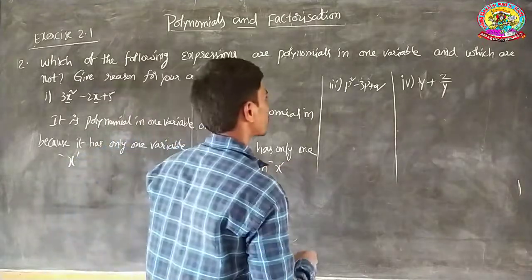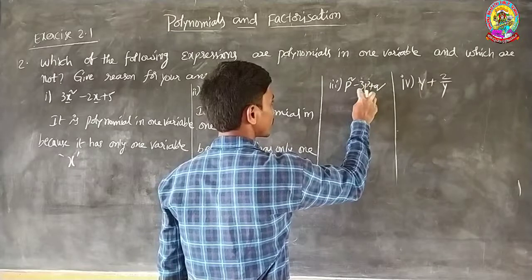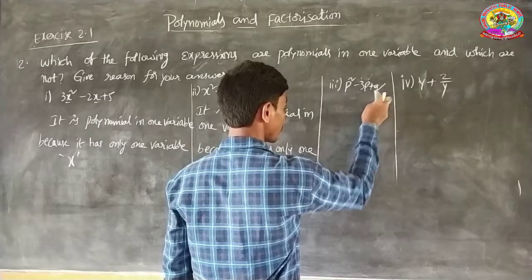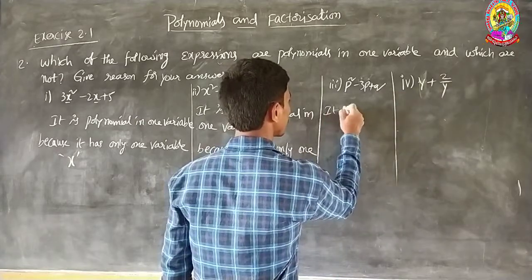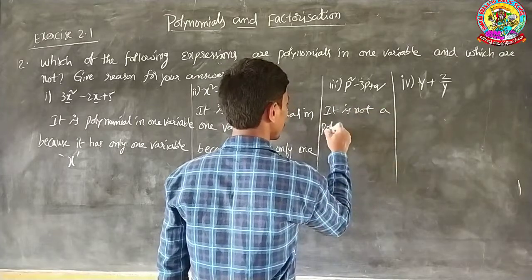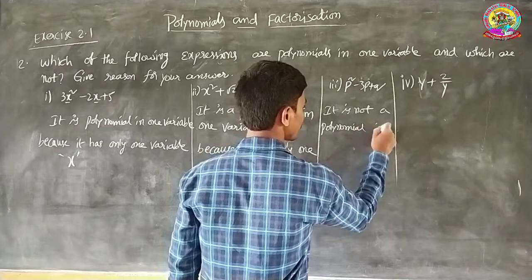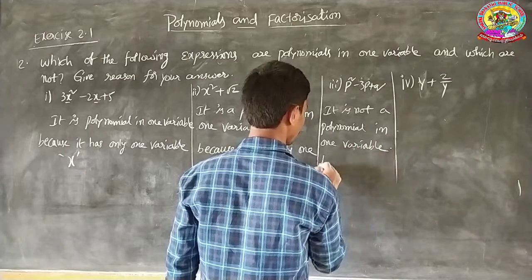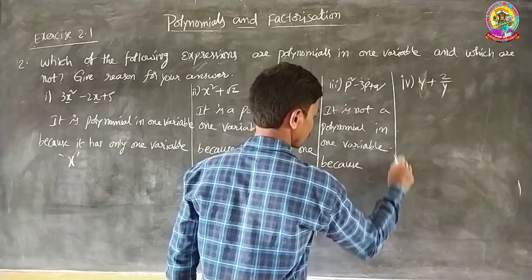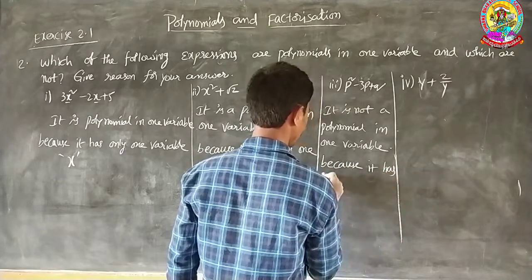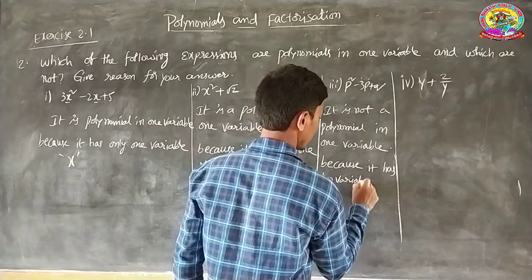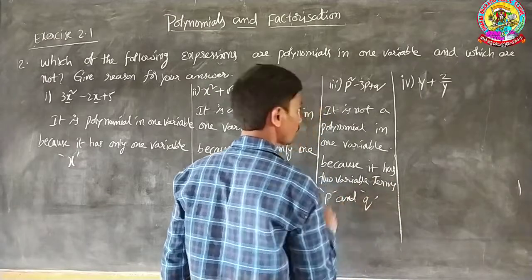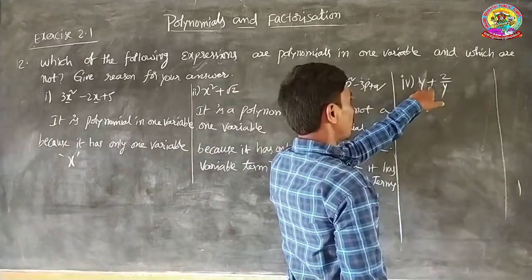Here p square minus 3p plus q: here p is a variable term and another term is the constant term q, so it is not a polynomial in one variable, because it has two variable terms. What are those? p and q.